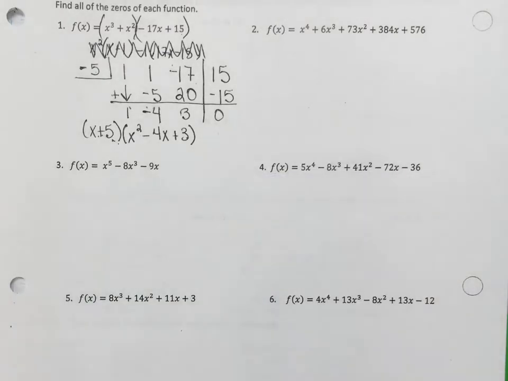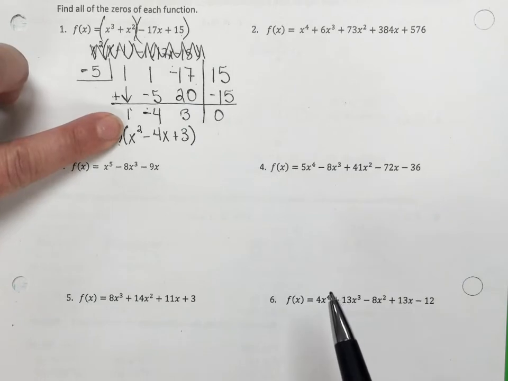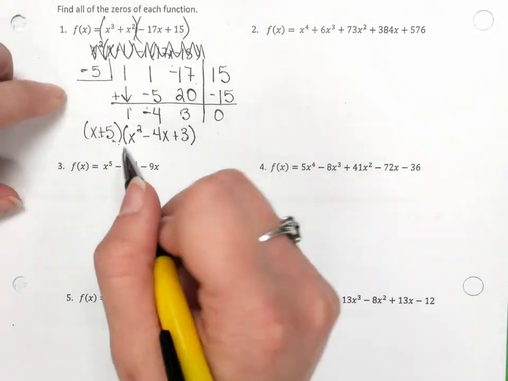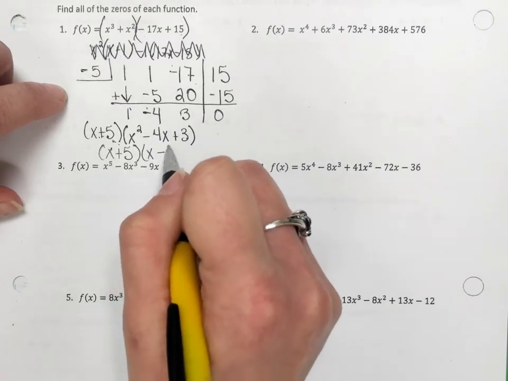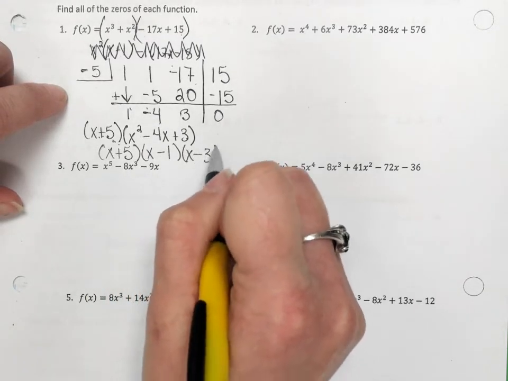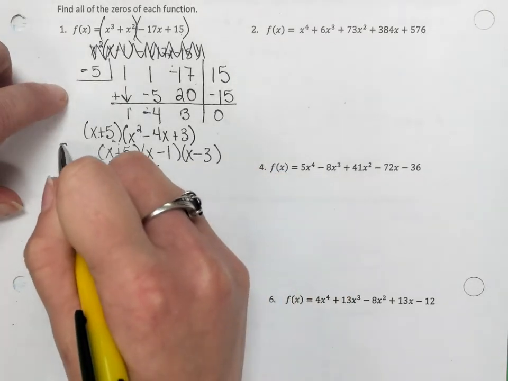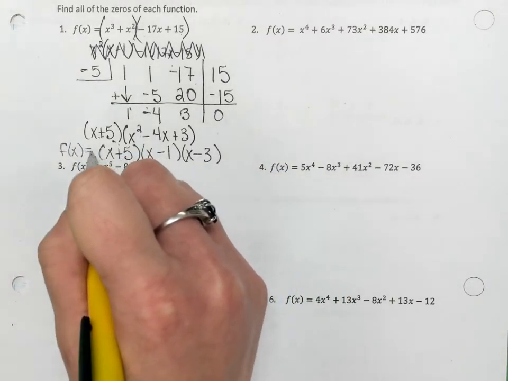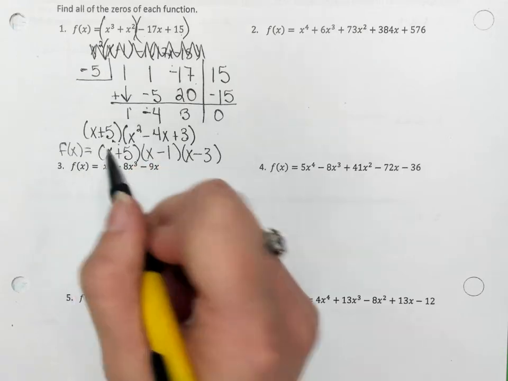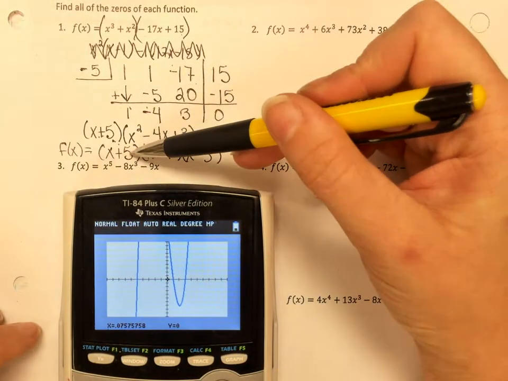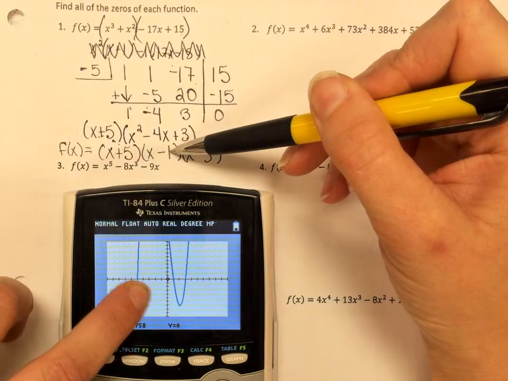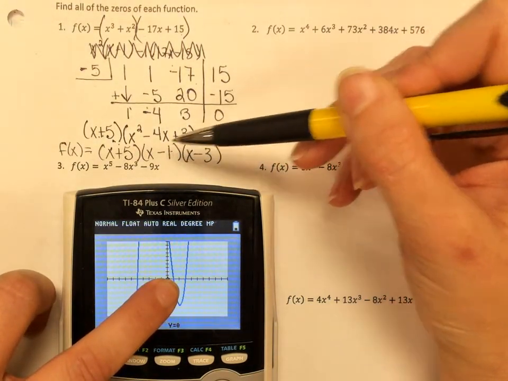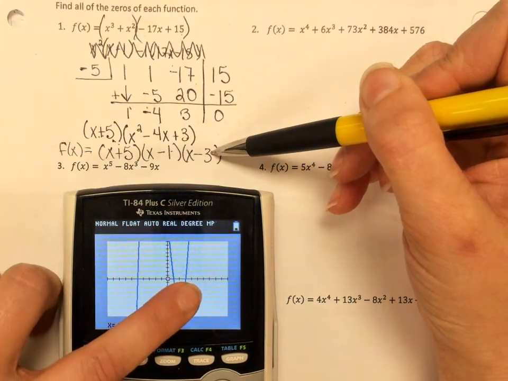Now I can still factor this back piece. What are the factors of 3? 1 and 3, right? -1 and -3. What's this x value? Which is right here. What's this x value? +1 right here. What's this x value? Which is right there.